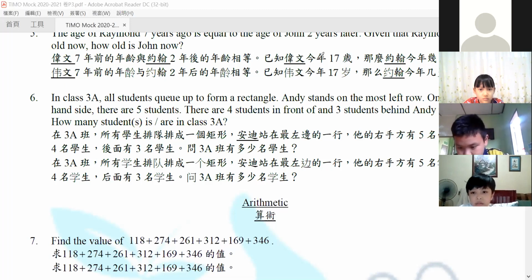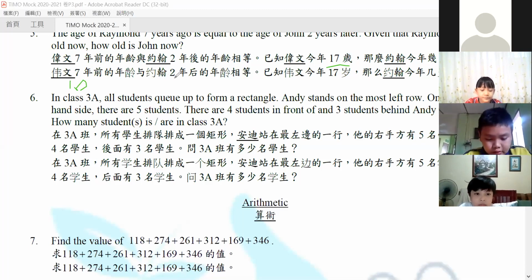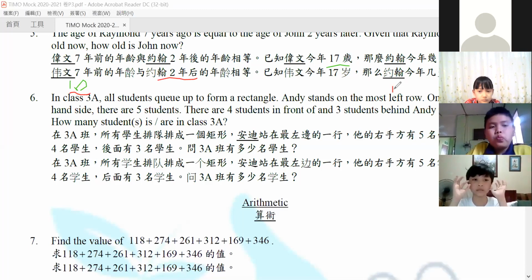Okay, good. Because this year he is 17, Wyman 7 years ago must be of age 10. So we know that John 2 years later must be of age 10. So what is John's age now? It must be 10 minus 2, which is equal to 8.